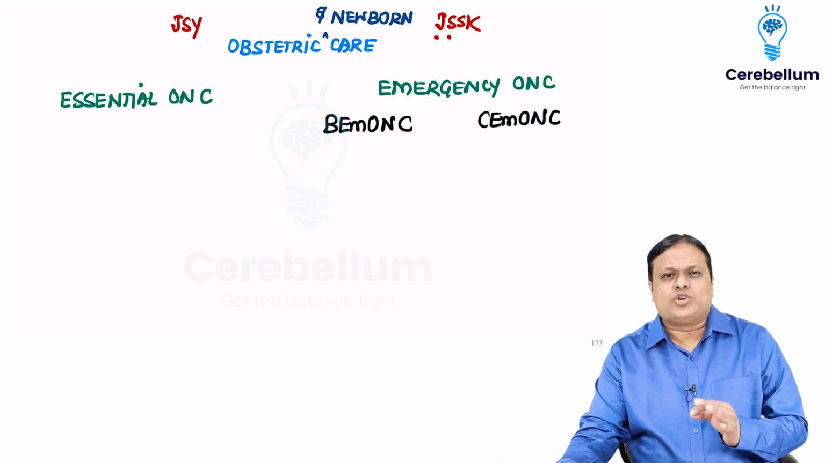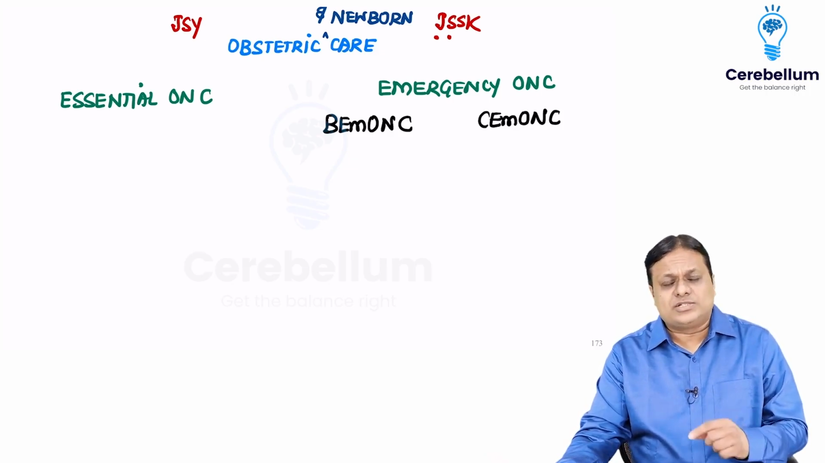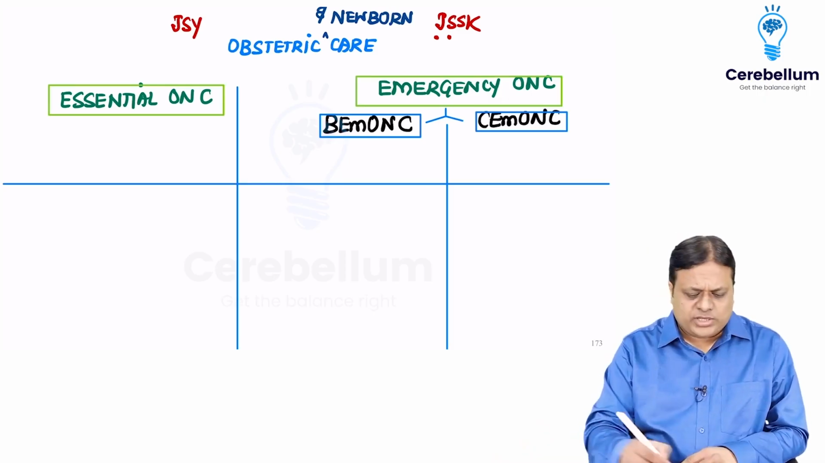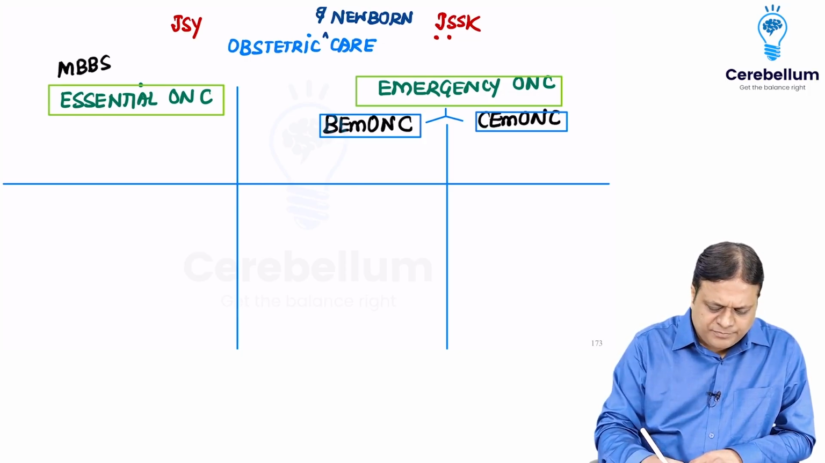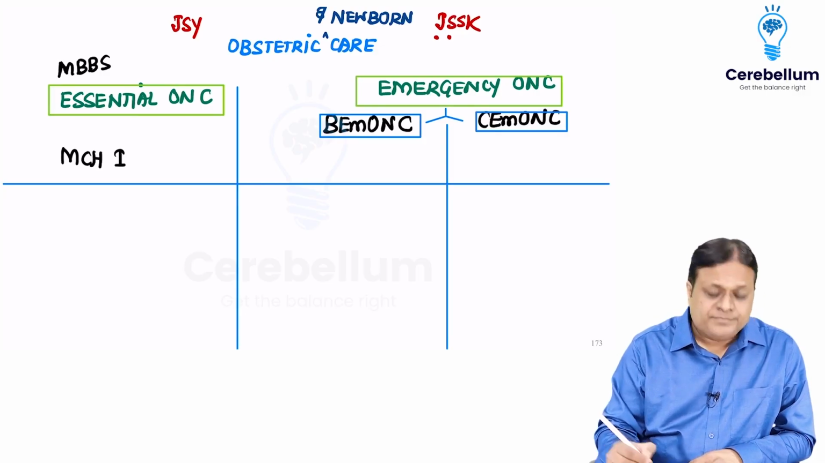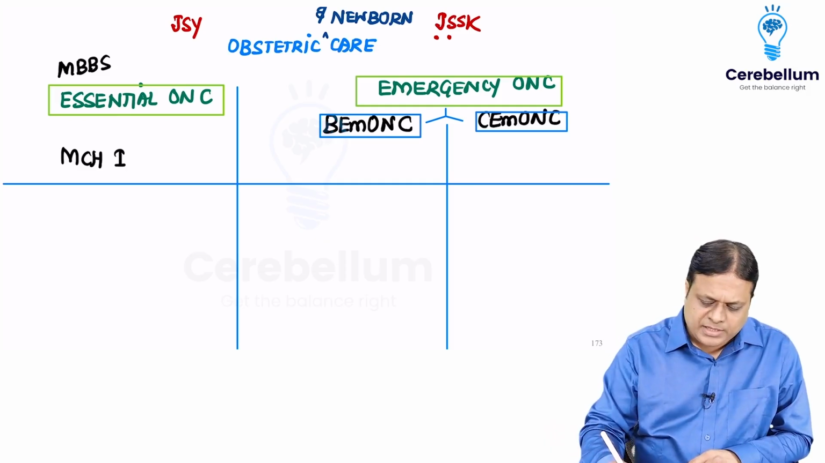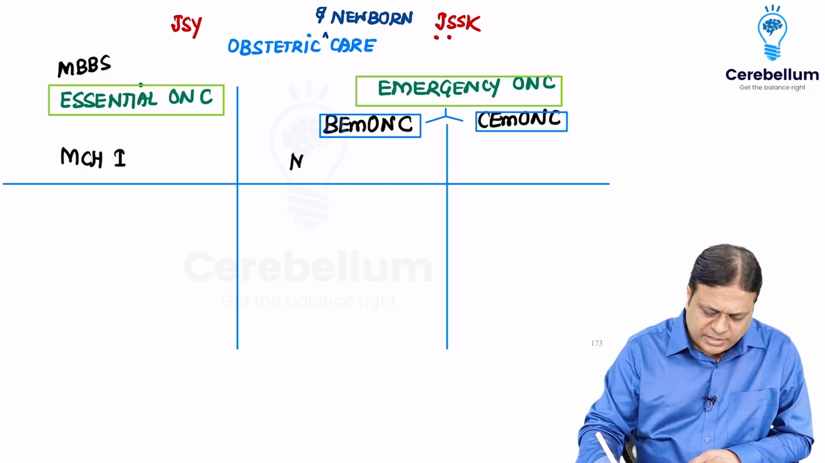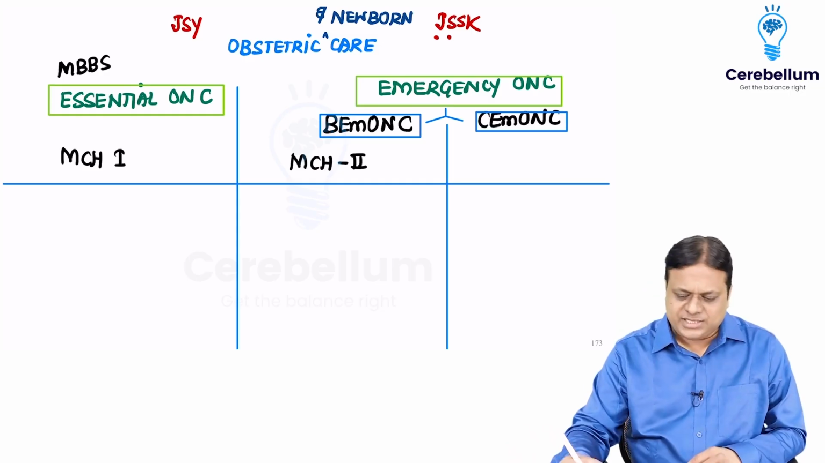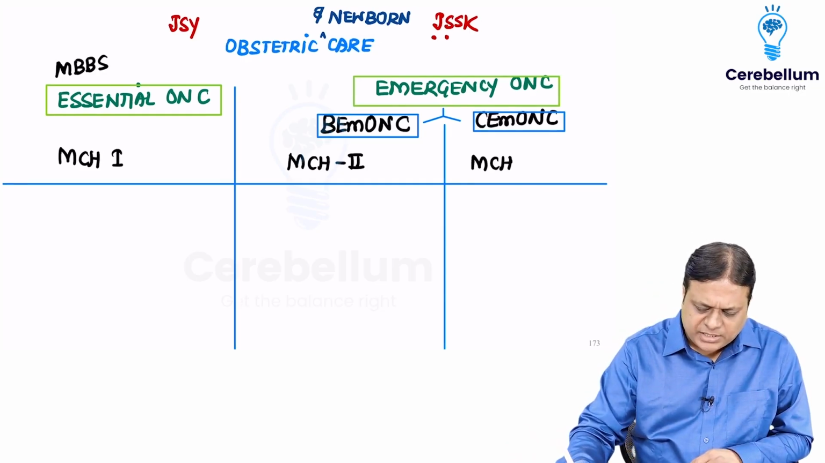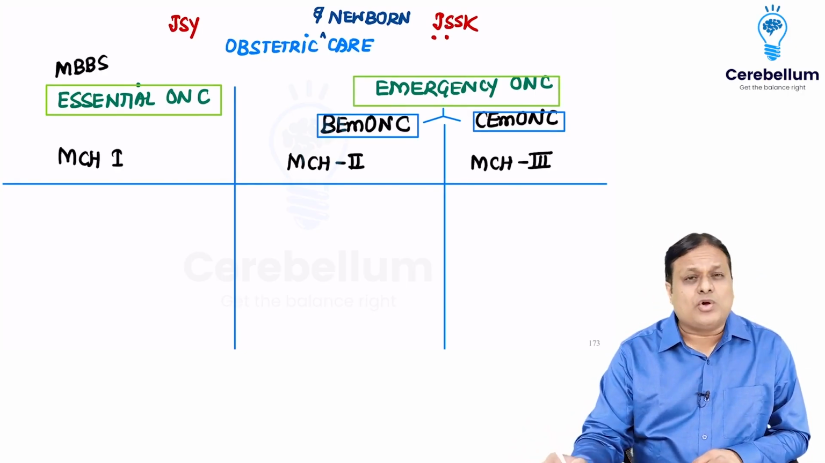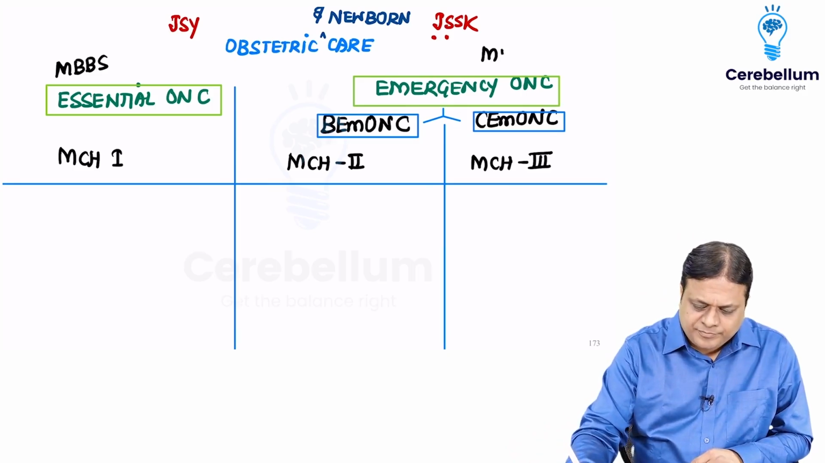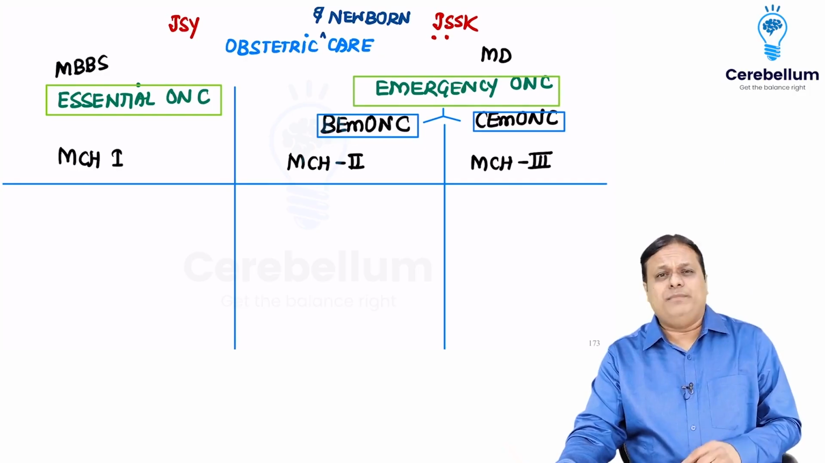Now, at which levels do these operate and what are their components? Let's look at that. Essential OBS and newborn care, which can be given by any MBBS medical officer, is for MCH level 1, that is primary health centers. MCH level 2, here BMONC care is given, 24/7 PHCs and CHC. MCH level 3, maternal and child healthcare level 3, FRU, district hospital, CMONC care is given because emergency care needs a specialist, an MD gynae-obs or an MD pediatrics.